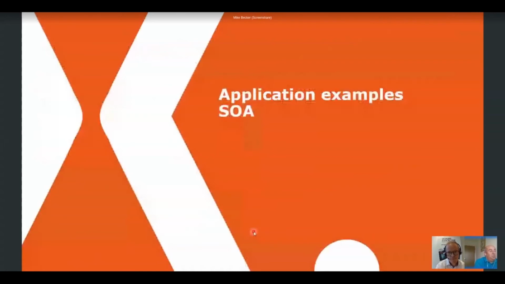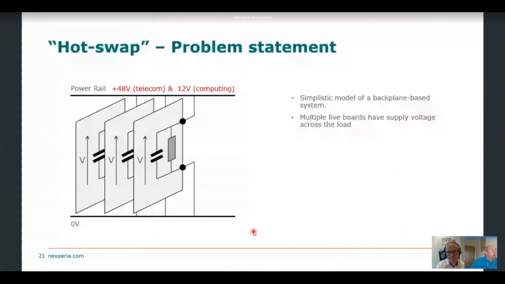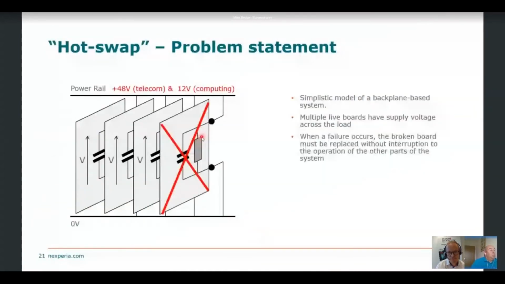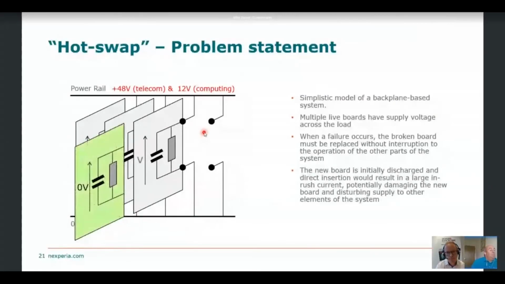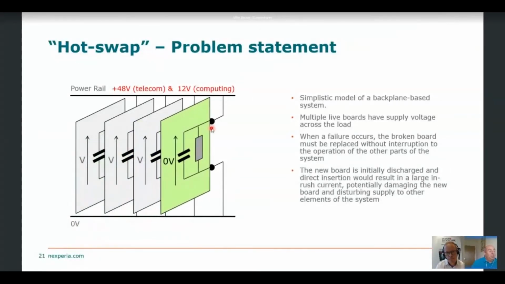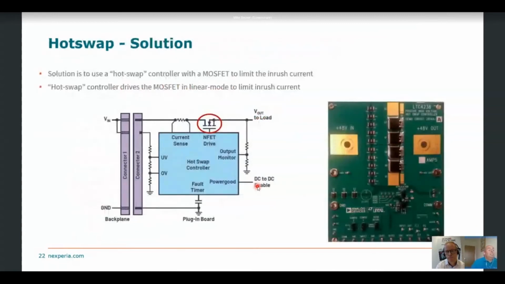So if we consider a few simple applications, we've got Hotswap. In a Hotswap application, the MOSFET is used to limit the inrush current into this load capacitor. If you simply connect that load capacitor to the backplane, then you will get a massive inrush of current into that device. So a Hotswap application looks a little bit like this.